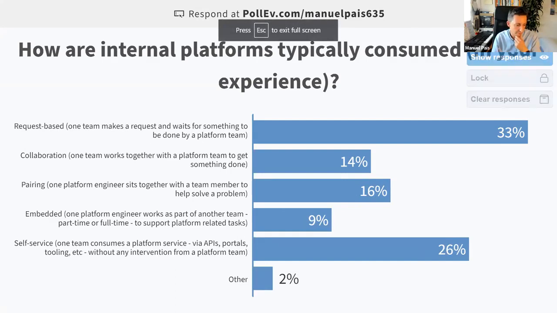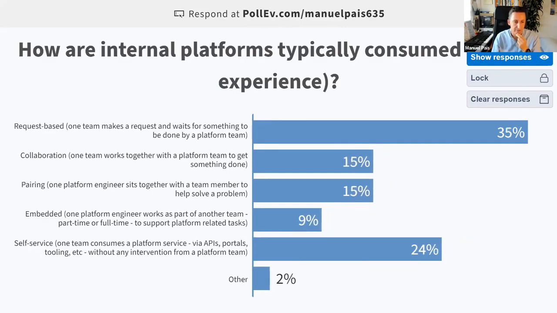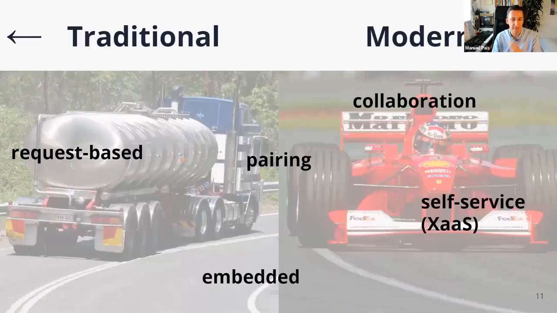So I think we have a number of answers. Self-service, request-based, interesting, because those are kind of maybe two sort of extremes, and then a bit of the middle. So this quite matches my experience as well, what I've seen. So I think we can discuss a little bit how we map this into this sort of spectrum.